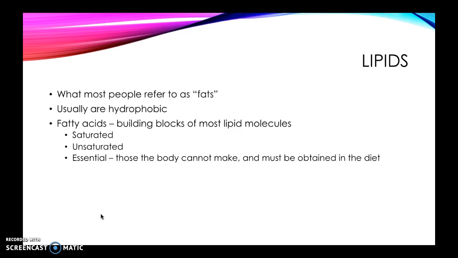Now we turn our attention to lipids. This is what many people refer to as fat. Most lipids are in the hydrophobic category, meaning that they do not react well with water. The building blocks of almost all lipids are fatty acids. These can be saturated or unsaturated, which I will explain in a moment. Almost all fatty acids can be made in the body, but there are a few called essential fatty acids that must be obtained in the diet because they can't be made in the body.